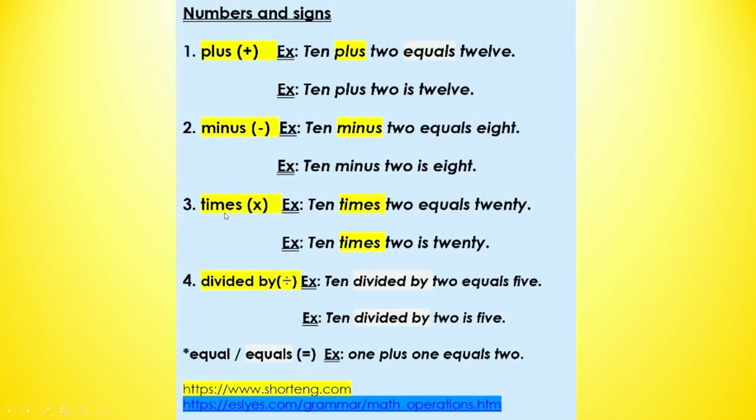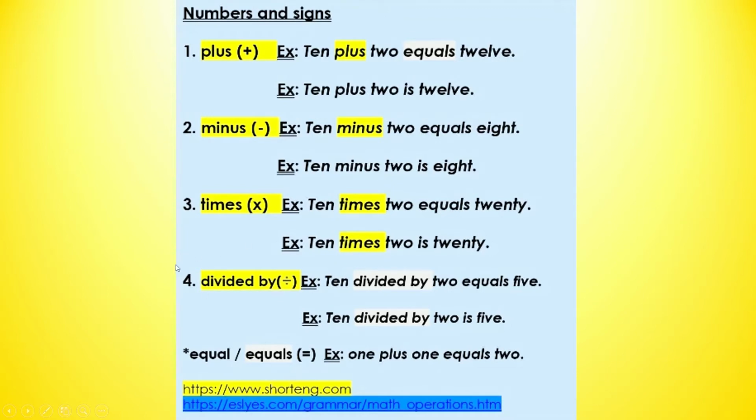The third sign we call times. In Thai we call เครื่องหมายคูณ. For example, 10 times 2 equals 20. Or you can say 10 times 2 is 20.